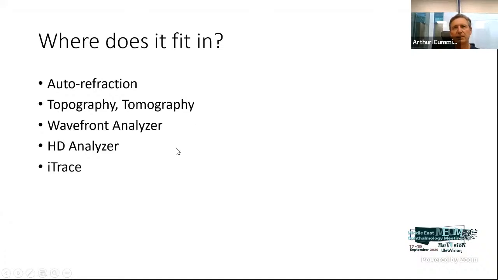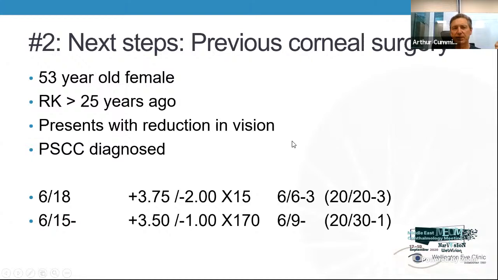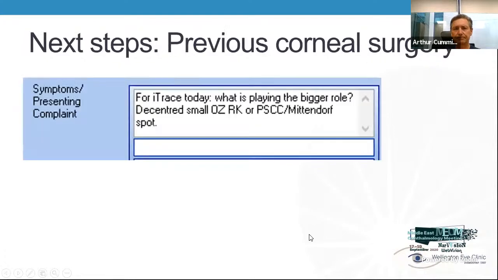If you start seeing our answers aren't making sense, we'll do an eye trace. We don't do an eye trace on every single patient, but when we need answers. Look at this patient, how much the eye trace helped here. 53 years old, had RK more than 25 years ago, presents now with a reduction in vision and a diagnosis of posterior subcapsular cataract. Vision still correcting to 20/20 and 20/30, but the patient's quality of vision is poor.